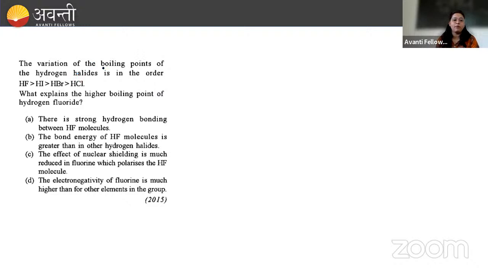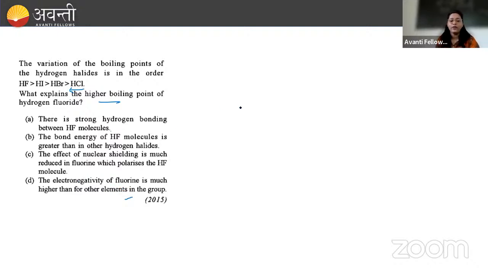Next problem: the variation of the boiling points of the hydrogen halides is in the order HF, HI, HBr, HCl. What explains the higher boiling point of hydrogen fluoride? So why does hydrogen fluoride have the highest boiling point? You know the fact about hydrogen bonding. Yes. There is strong hydrogen bonding between HF molecules. Next, the bond energy of HF molecules is greater than in other hydrogen halides. The effect of nuclear shielding is much reduced in fluorine, which polarizes the HF molecule, and the electronegativity of fluorine is much higher than for other elements in the group.